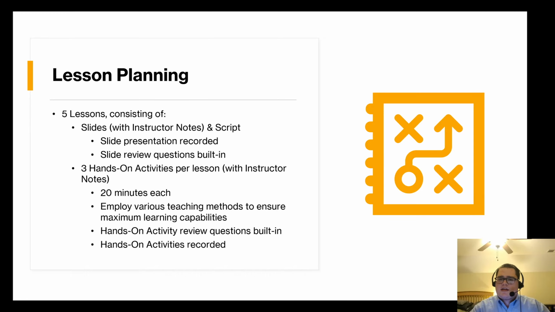So that's kind of what we mean when we say they employ a multitude of teaching methods so that the maximum number of students can get the most out of it. Just like the lessons, there are review questions built in to check the knowledge and make sure they're pulling key takeaways from it. And the hands-on activities were also recorded.